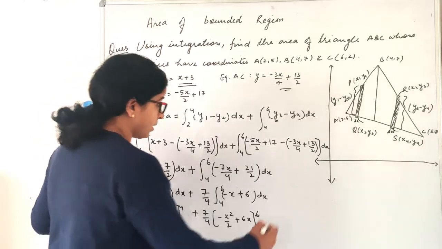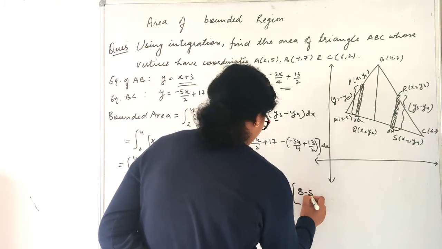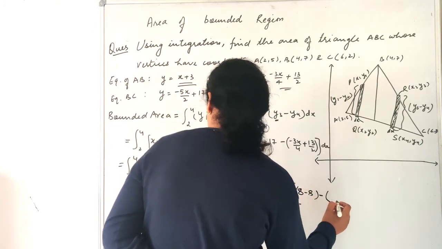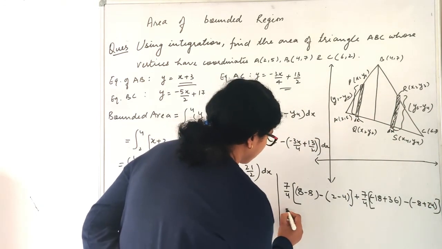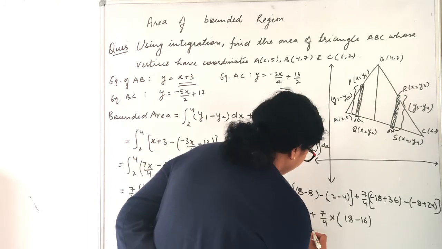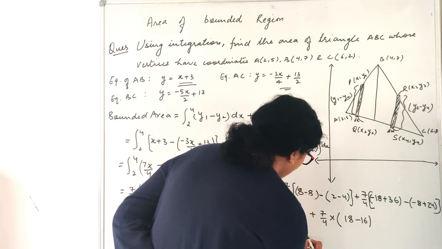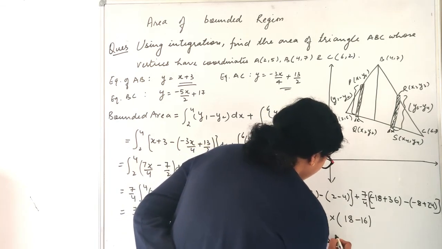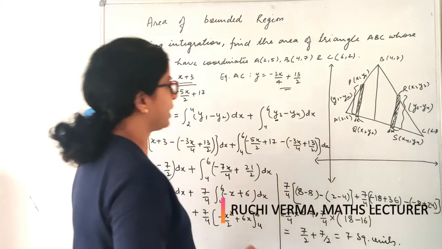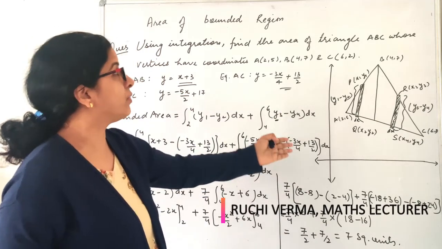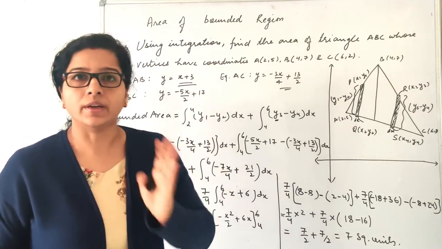Let us substitute the values. So if we substitute the values, we are getting 7 by 2 plus 7 by 2, which is nothing but equal to 7 square units. Okay. So this is the way to solve when you have been given the vertices of a triangle. Find the area using integration.